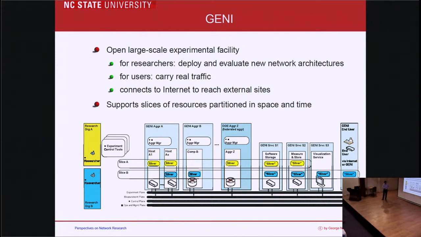And the nice thing, the way that GINI is structured, of course, is that it provides isolation. So if your software is faulty, right? Obviously, something's going to go wrong with your experiment, but it will not affect another researcher who is also using slices of the resources inside the network. Okay?